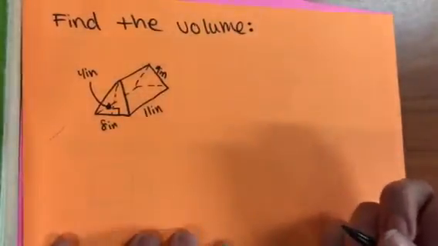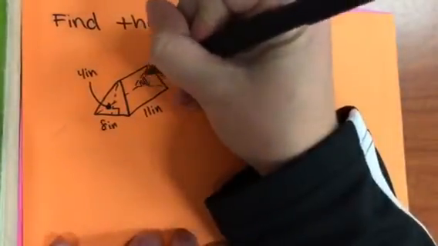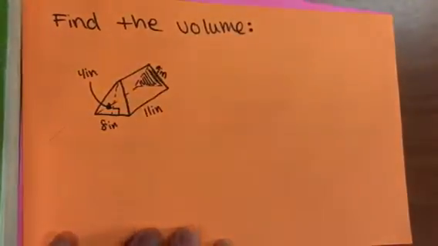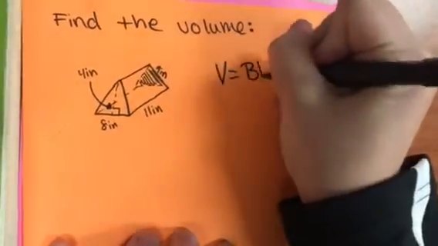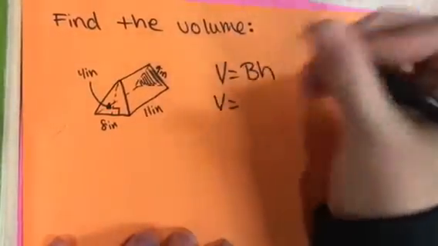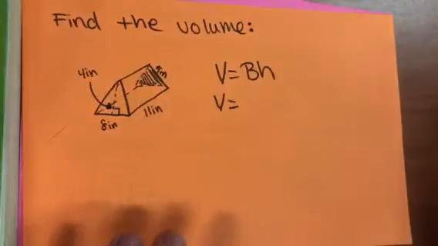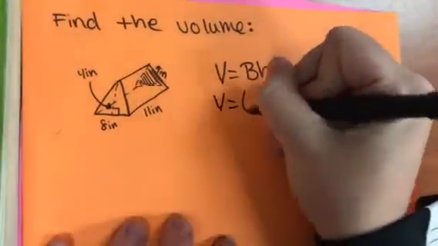I usually shade it in for fun because it's become a habit for me to always shade in the base. I'll shade in the back one anyway because the front one otherwise would cover up numbers. Okay, so our formula hasn't changed. It's still big B times H. Big B stands for area of the base once again. What is the formula for the area of a triangle? It's half base times height.